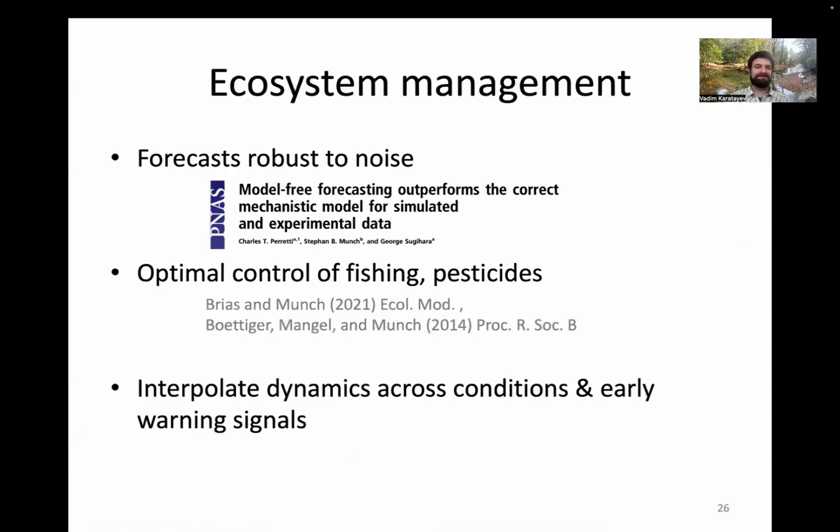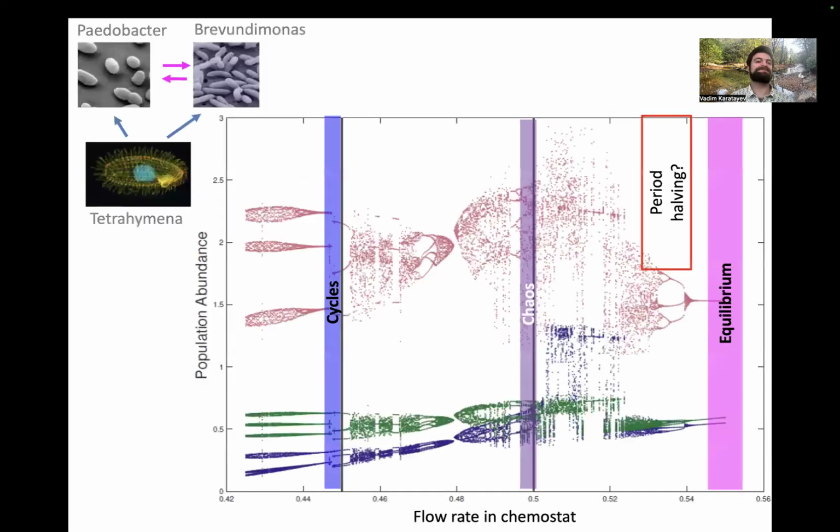There's also a set of ecosystem management questions we can ask, including robust forecasts and things like optimal control. Here are some papers on that. We can also interpolate dynamics across conditions and generate things like early warning signals. As a last slide to prime you on that, here's an experimental system where we have two consumers that interact with each other and use the same resource. They live in a chemostat. On the x-axis are different experimental conditions. On the y-axis are abundances.